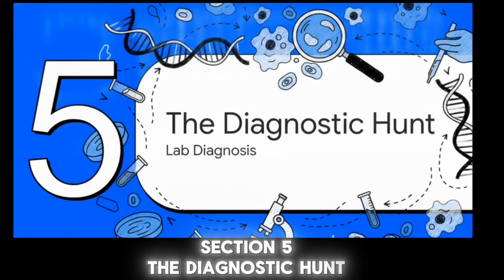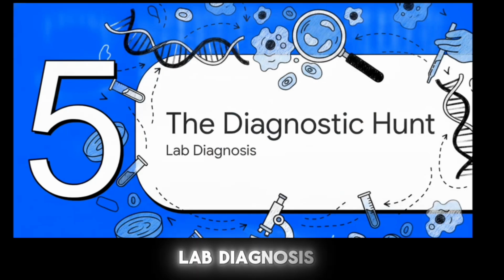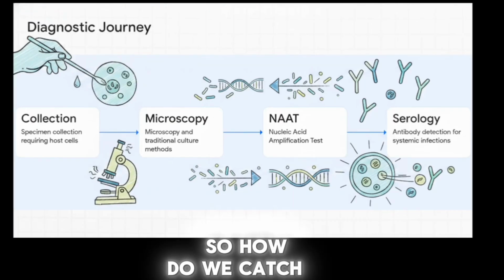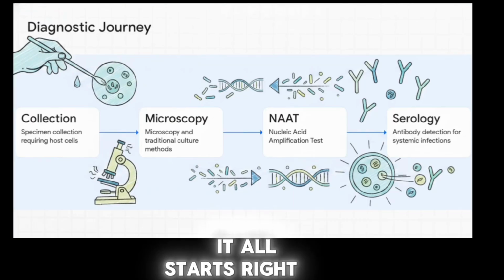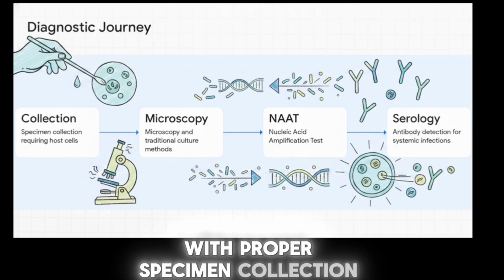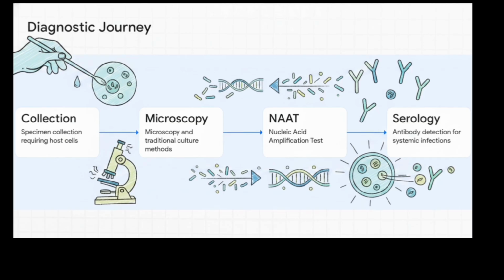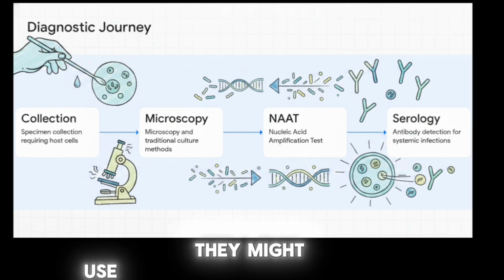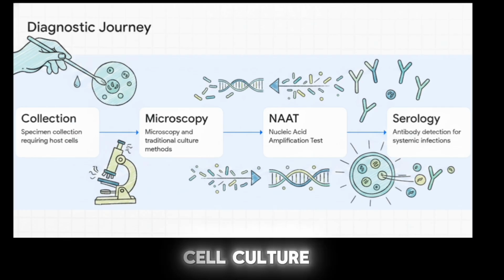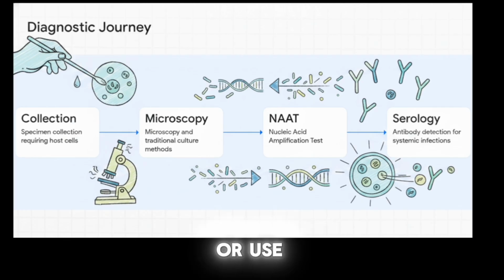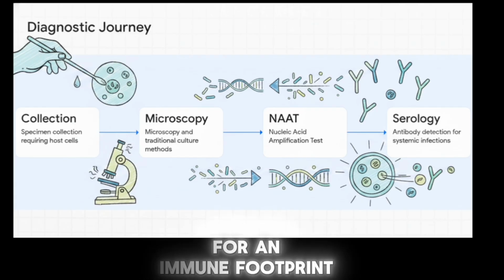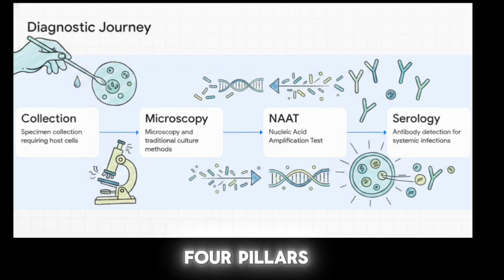Section 5. The diagnostic hunt. Lab diagnosis. So how do we catch it? Let's walk through the diagnostic journey in the lab. It all starts right at the point of care with proper specimen collection. From there, depending on what a clinic has access to, they might use traditional microscopy and cell culture, rapidly pivot to modern molecular tests like NAAT, or use serology to hunt for an immune footprint. Let's quickly break down these 4 pillars.